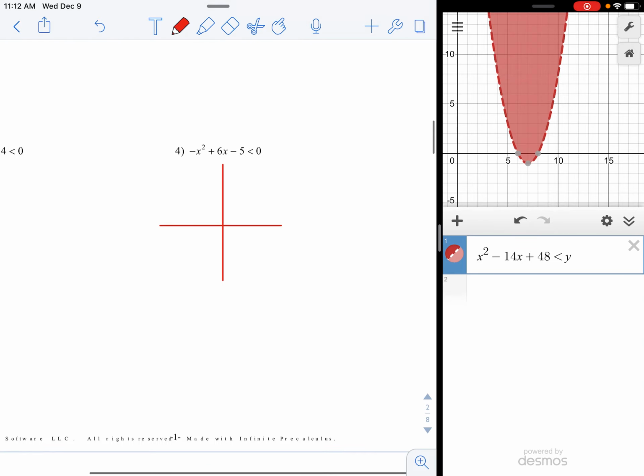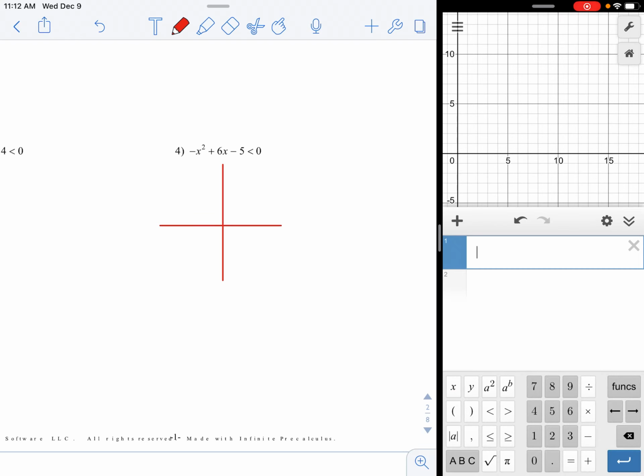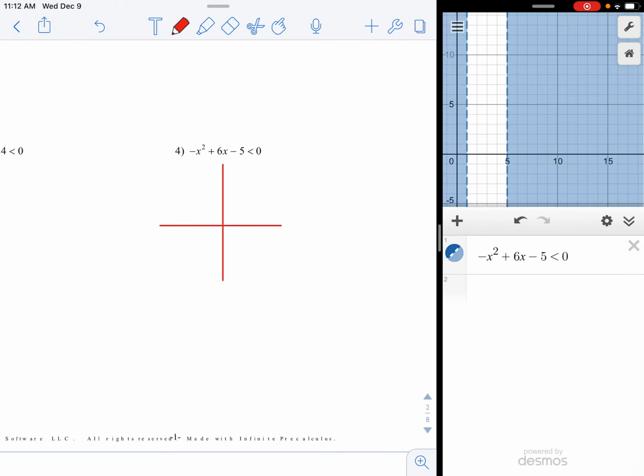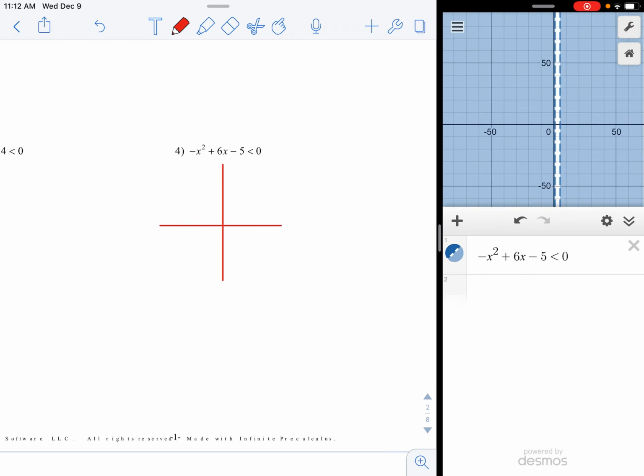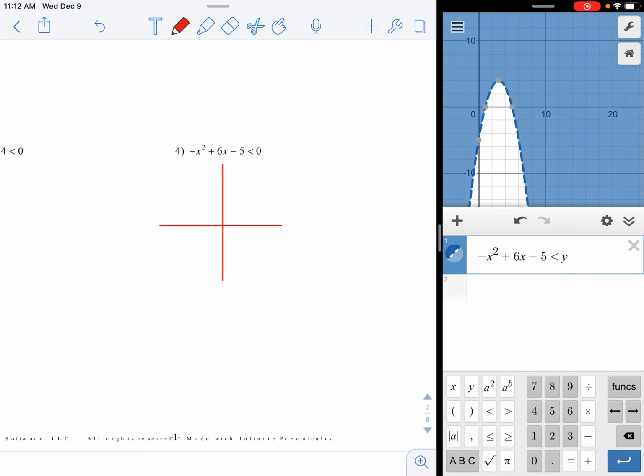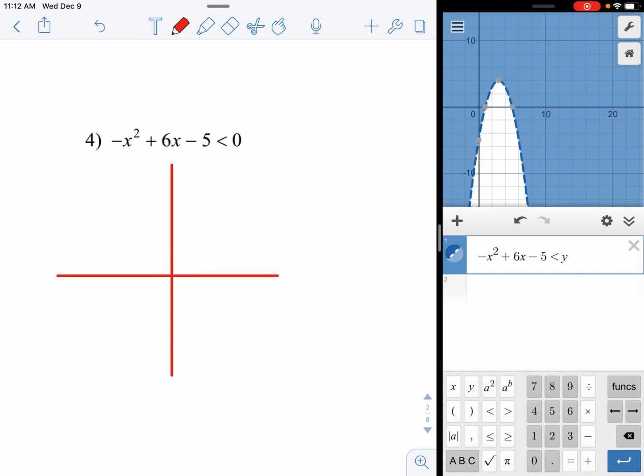Let's try number 4. So clear this out. Negative x squared plus 6x minus 5 is less than 0. Wow, that's a weird looking graph. Did I type something? Oh, not less than 0, less than y. Duh. Man, I explained to you how to do it, and then I just do it wrong. Less than y. So we get a graph like this.